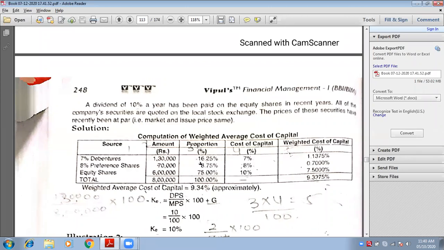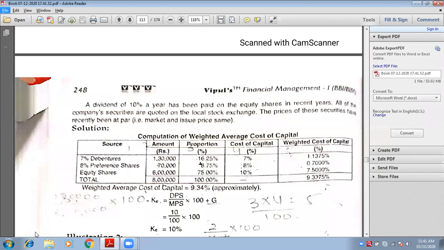The highest weight is taken by equity. Can you see the weight of equity is so high? It is higher than debentures and preference, 75%. That is proportion only. Okay, the next column will be cost of capital percentage, which is already given. Weighted average cost of capital is the last column that we need to calculate. Sources and amounts are given in the question. With the help of amount, we will calculate proportion. Cost of capital is given in the question. Weighted average we will calculate. Very simple. This chapter is very simple, only if you understand the logic.